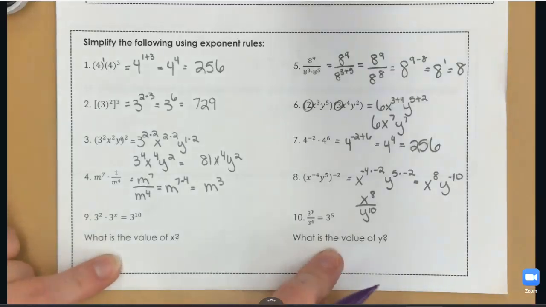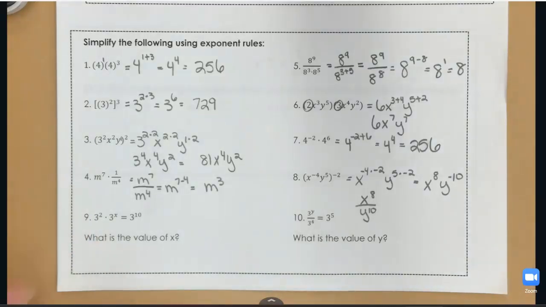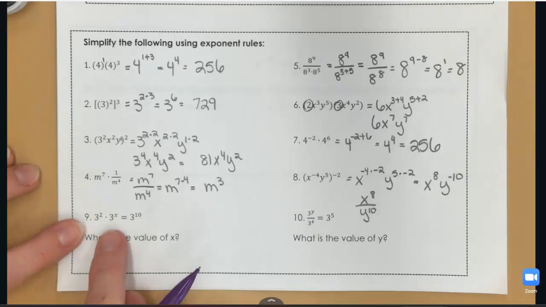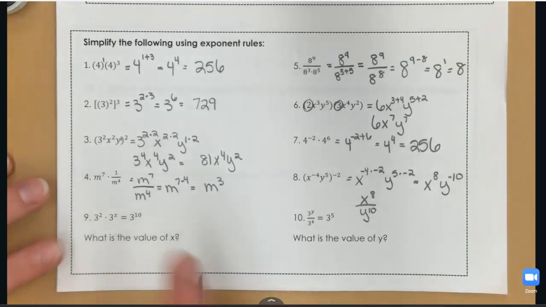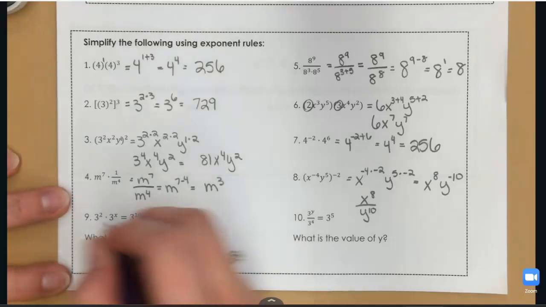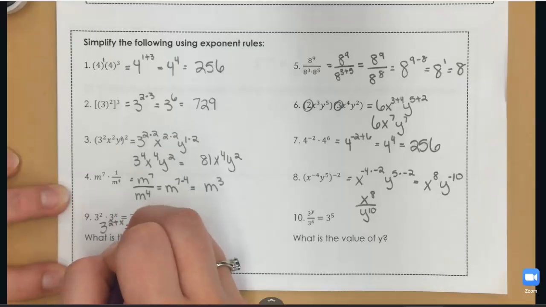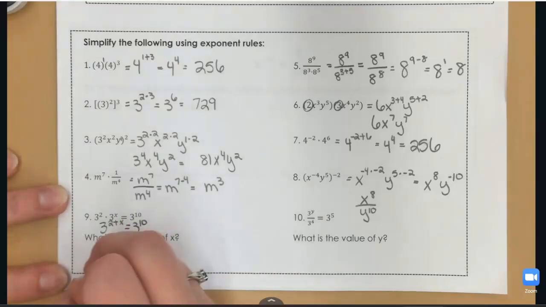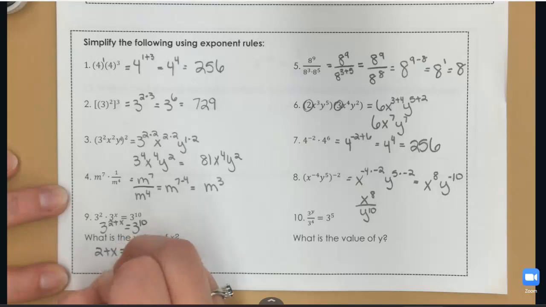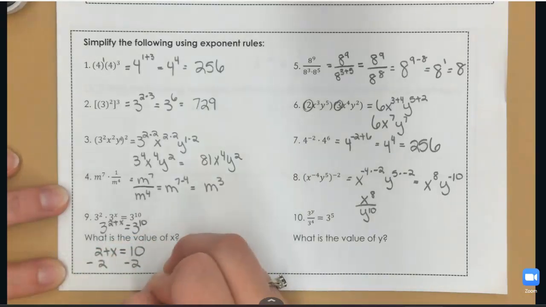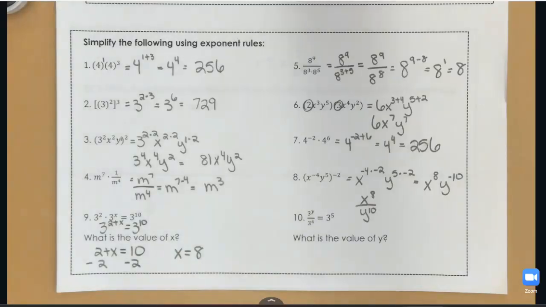Okay, these last two are a little different. Starting on 9, 3 squared times 3 to the x gives me 3 to the 10. So what that means is, if I was going to use my power rule, product rule, I have to add my two exponents. So this would be 3 to the 2 plus x equals 3 to the 10th. So 2 plus whatever x is has to equal 10. This is a simple one-step equation, and I find that x is 8.